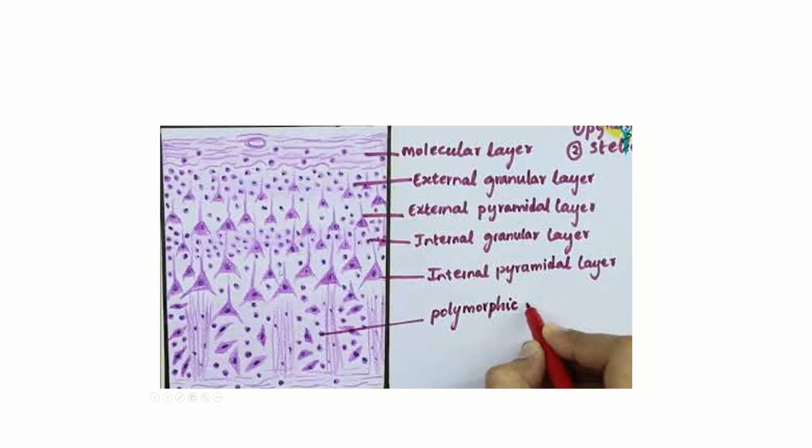So diagrammatic representation, always remember, when you are drawing the pyramidal cells in outer pyramidal layer, they should be of small or medium size, whereas when you are drawing the pyramidal cells in the fifth layer, they should be of the large size.